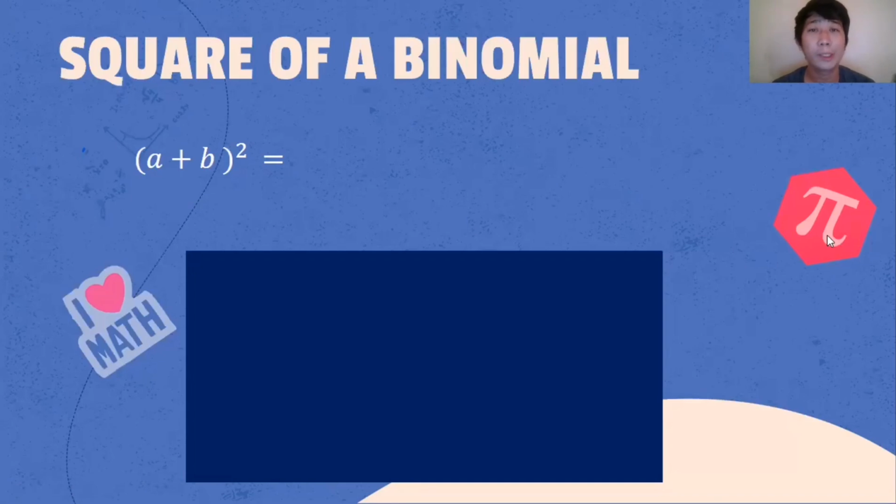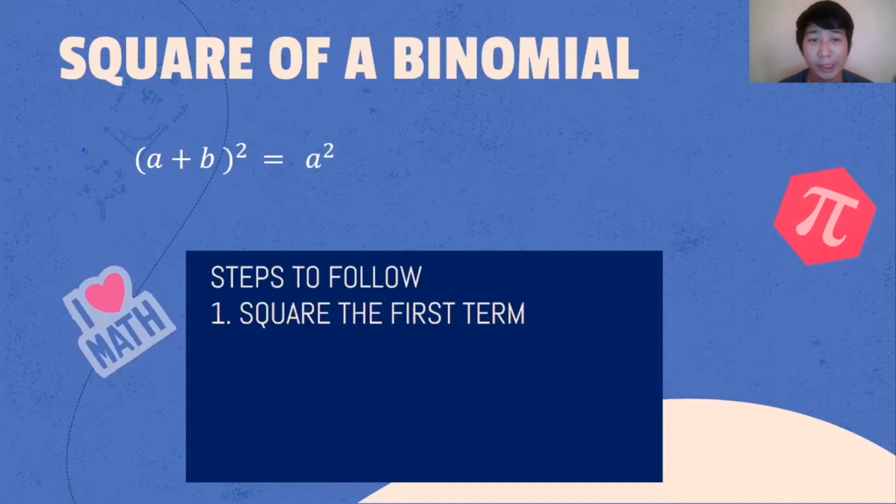The first one, square of a binomial. How do we find the product of a square of a binomial? Here are the following steps to follow. Number 1, based on the example, we have the quantity of a plus b squared, wherein a is our first term and b will be our last term. So we have here, square the first term. That would be squaring our first term.